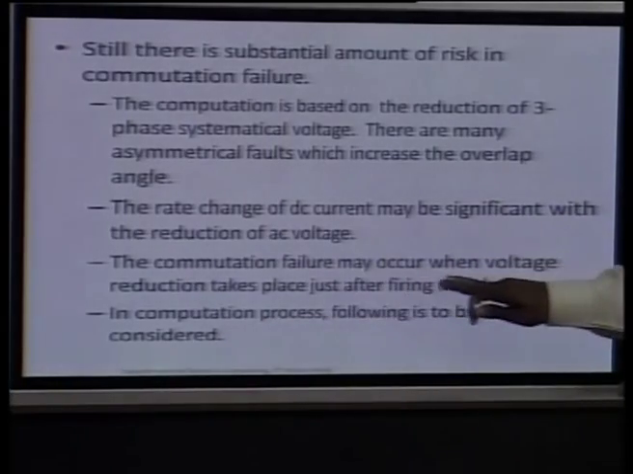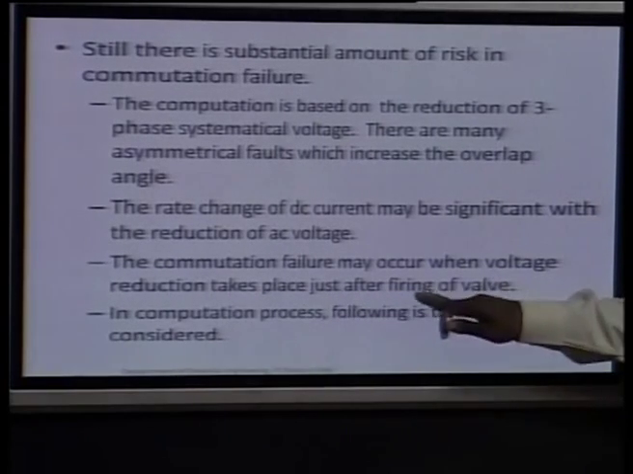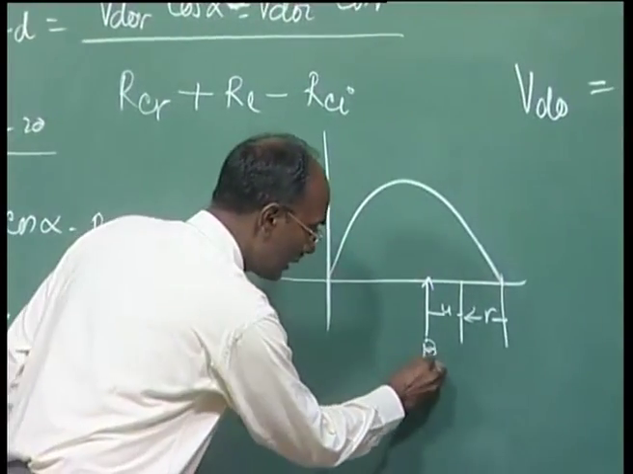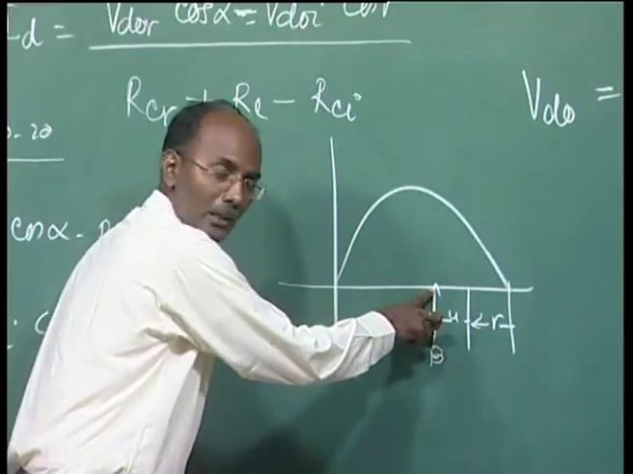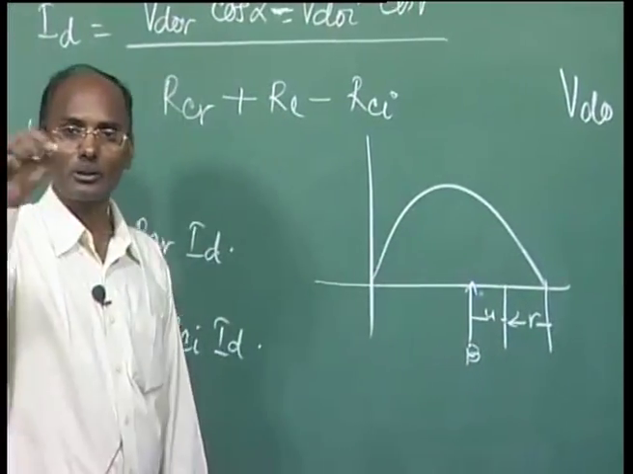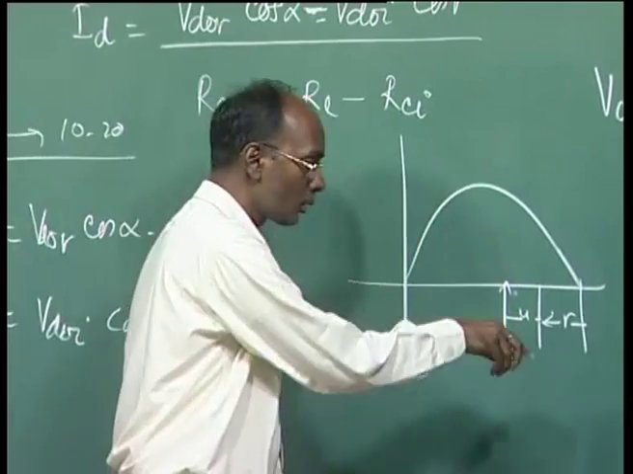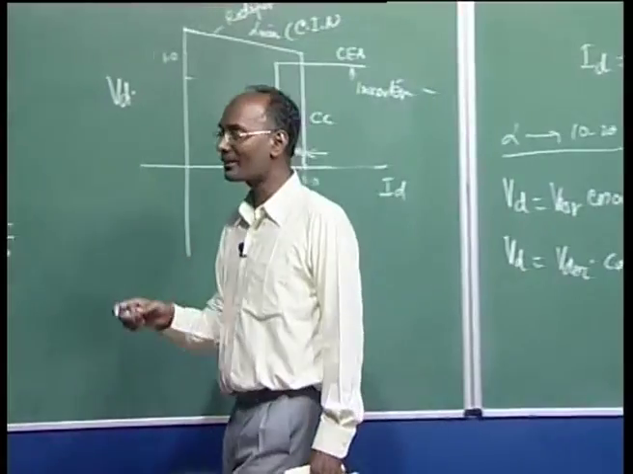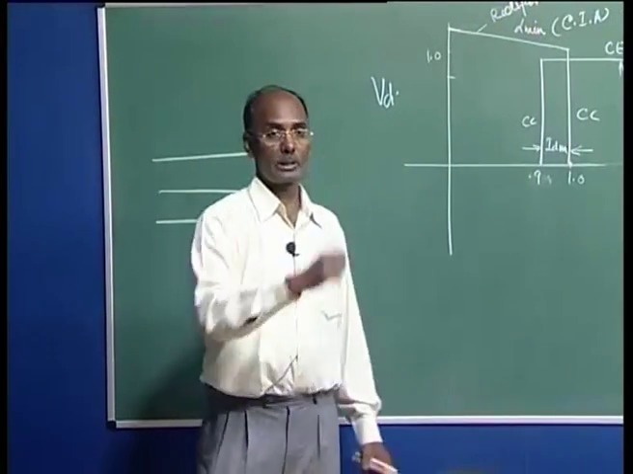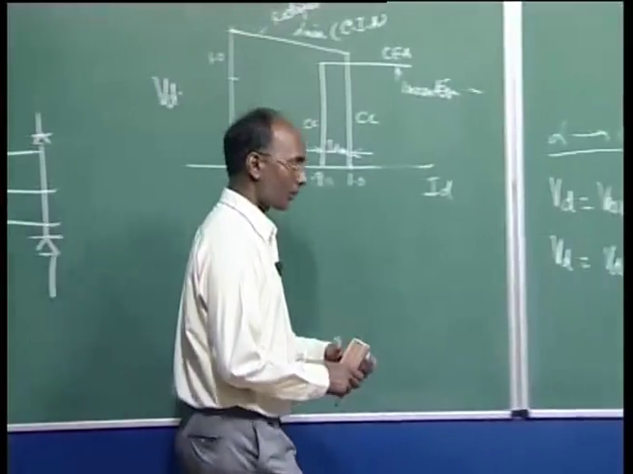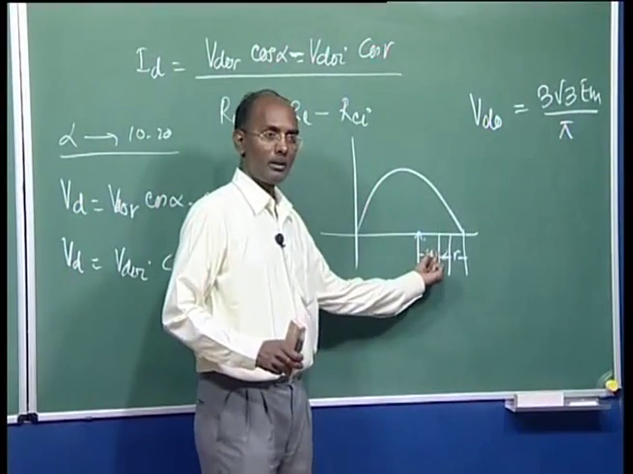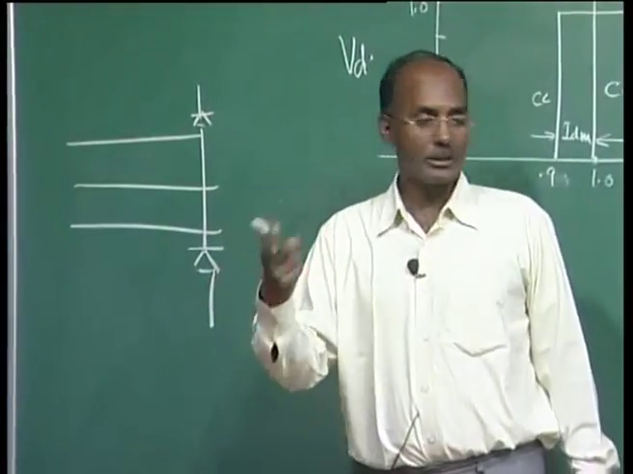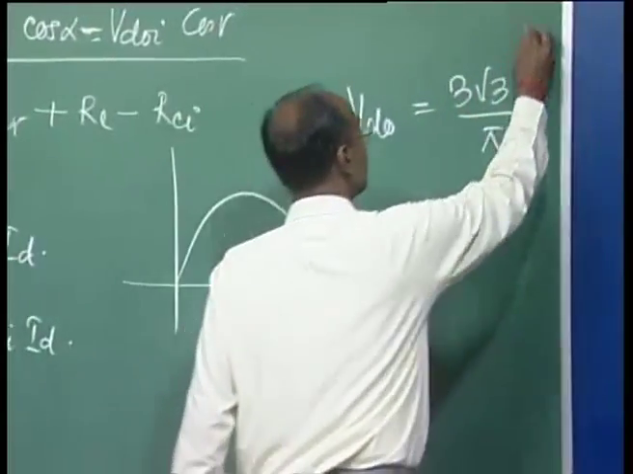Another here, the commutation failure may occur when the voltage reduction takes place just after firing the valve. As I said, here you have calculated this beta and given the firing pulse, and after that, let's suppose there is a fault on the inverter side, your voltage will reduce and this EU will increase here, and you are not maintaining gamma minimum, and there is a risk of commutation failure due to this voltage dip. But again, the probability of this is very, very less, very rare compared to others, but still we use this one.